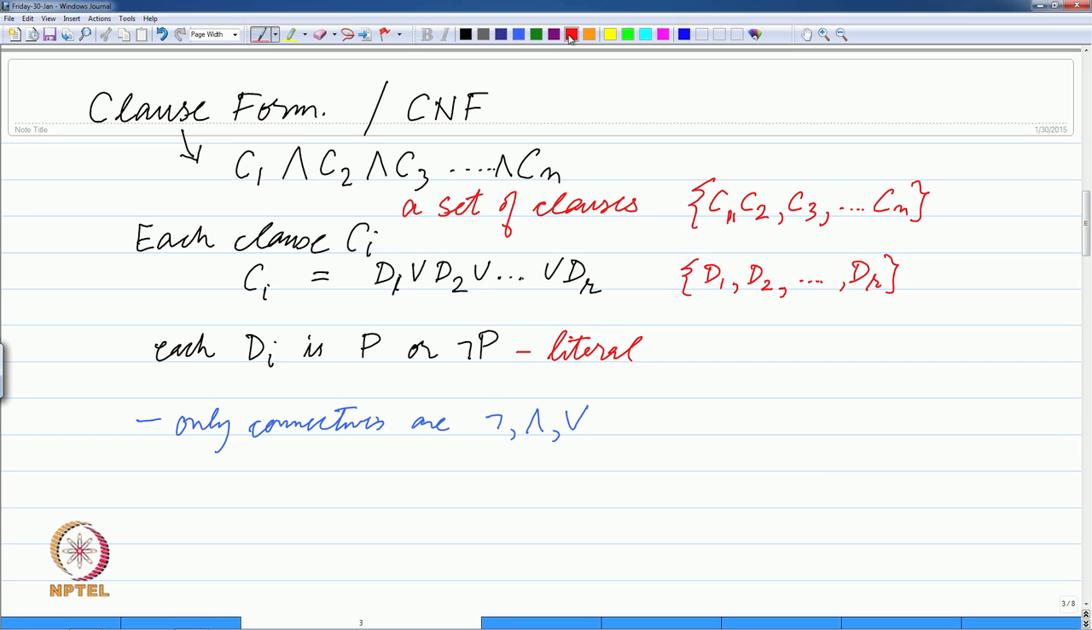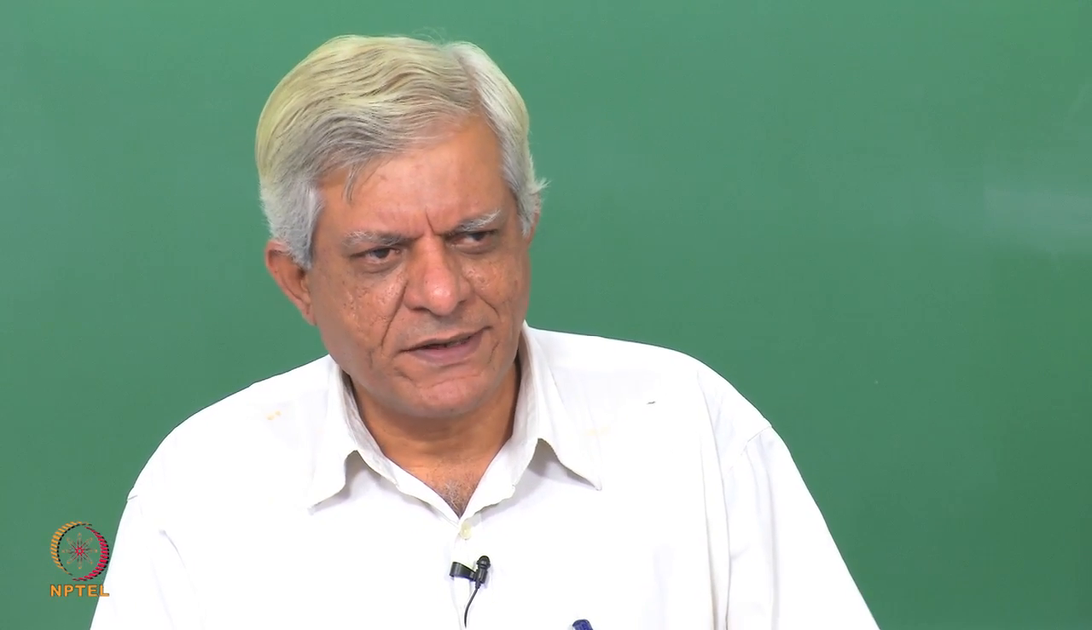So, for example, we may have a formula like this: P or Q, and not P or R or S, and S or T or not Q. Such a formula is in conjunctive normal form. So, this is C 1, this is C 2 and this is C 3, and this is a conjunct of 3 clauses essentially. So, unlike in our earlier notation, here these are literals essentially, they are not propositional variables anymore, they are literals, which means they are atomic propositions or negations of atomic propositions.